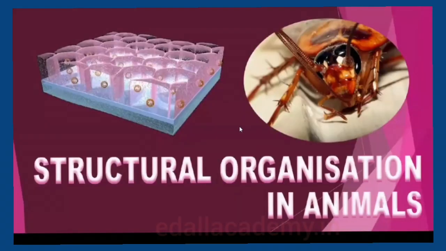Chapter 7, Structural Organization in Animals. Topics to be covered are 7.1 Animal Tissues, 7.2 Organ and Organ System, and cockroaches.